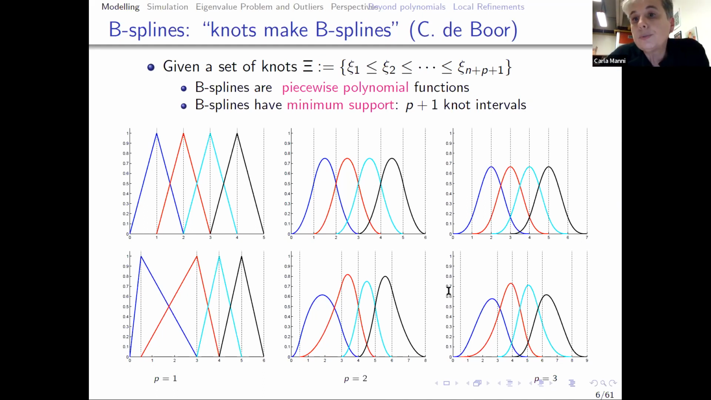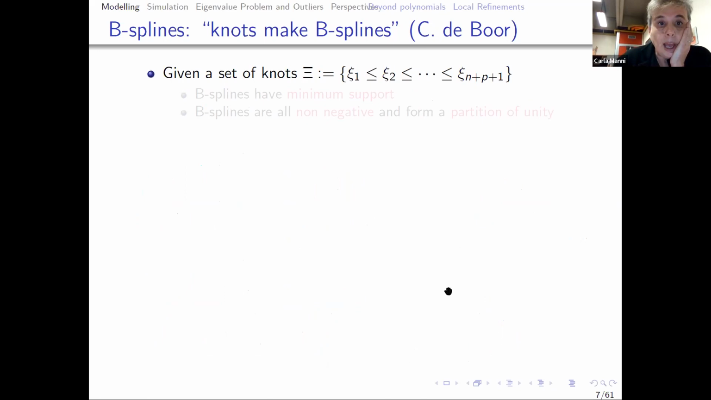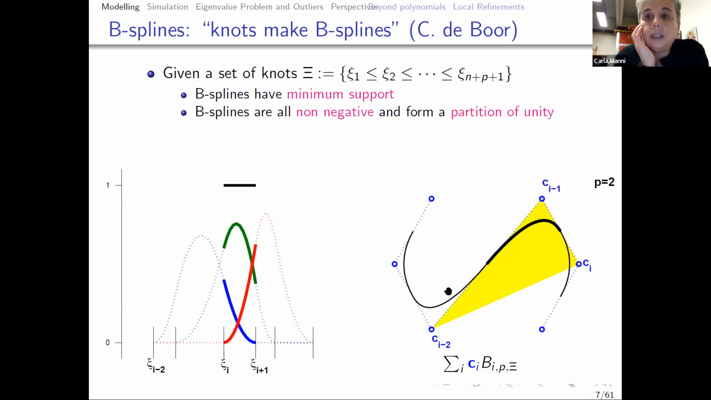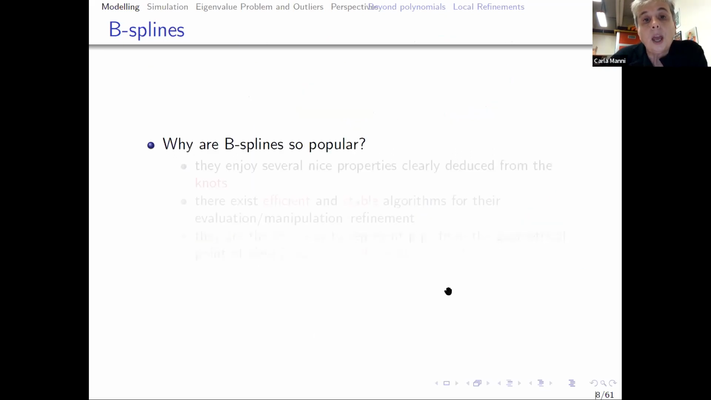This is a little bit unusual, but it is what is usually considered and denoted in the context of isogeometric analysis. Just to be familiar with these functions, they are piecewise polynomials in the intervals between two knots. They have minimum support, p plus one knot intervals. Remember that a knot interval can also collapse to one point. The smoothness of these functions can be immediately deduced from the sequence of knots: it is given by the degree minus the multiplicity of a single knot. Here you have some pictures for uniform and non-uniform knot sequences.